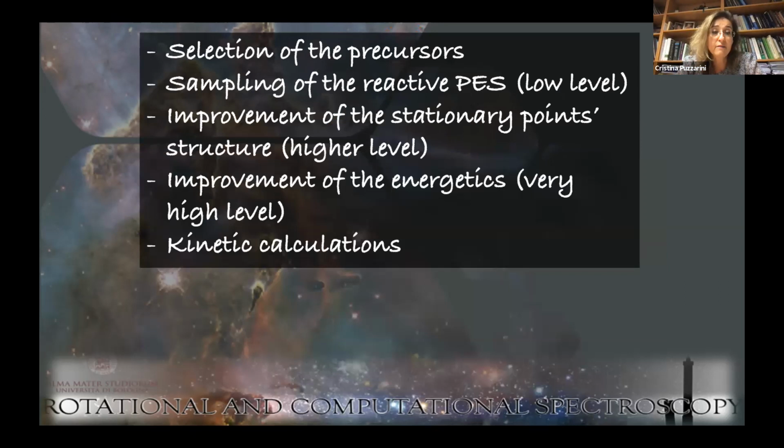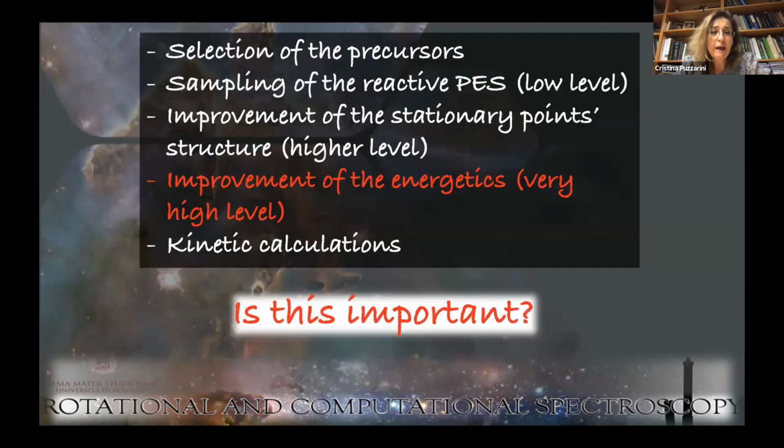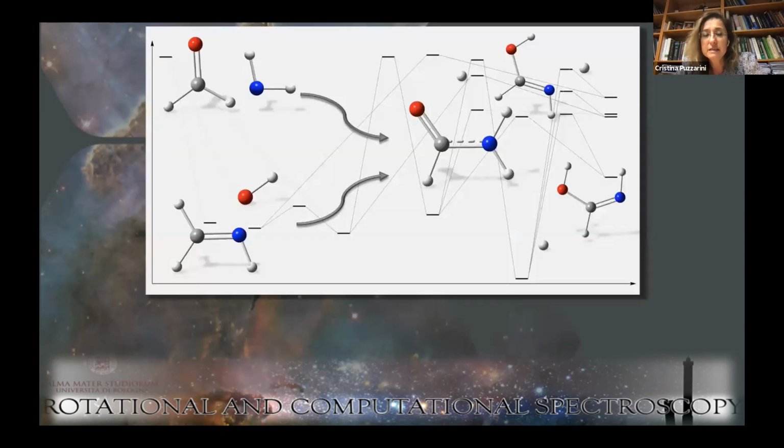And then once we have a clear mechanism in our hands with a high level thermochemistry, then we move to the kinetics. And you see there is roughly a 2:1 ratio for the rate coefficients. Something that I would like to stress is: is it really so important to push theory so much in the evaluation of the energetics? My answer is, of course, yes. And I will show you some examples to stress this.